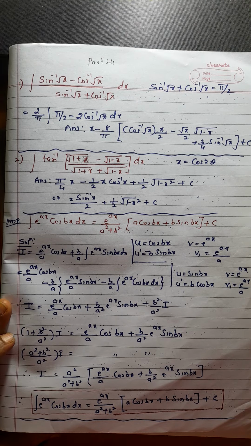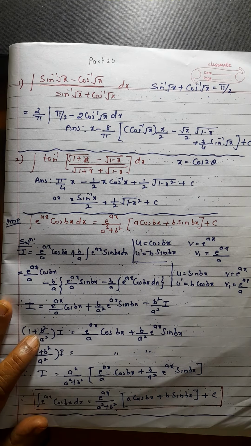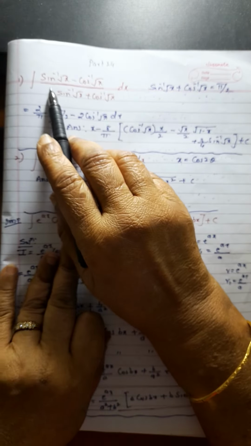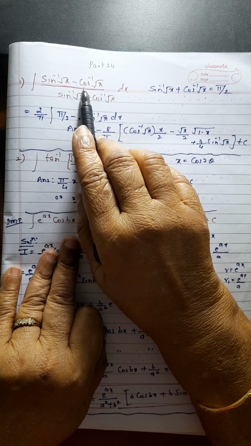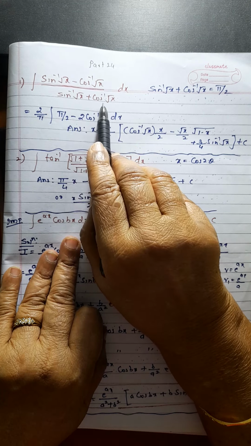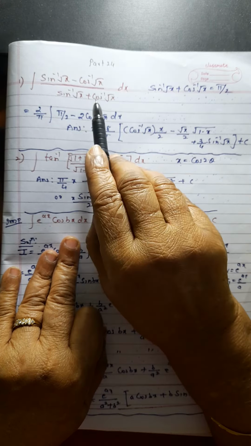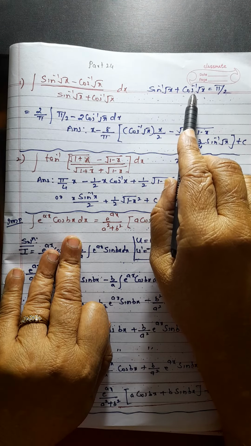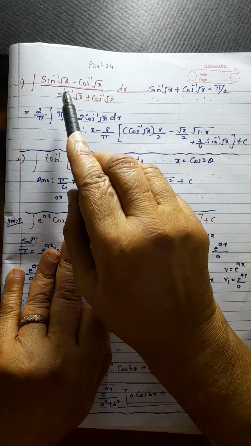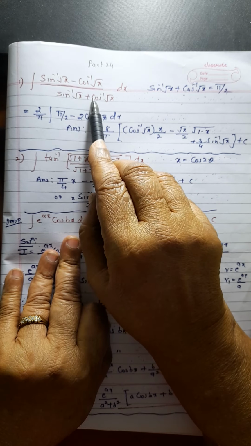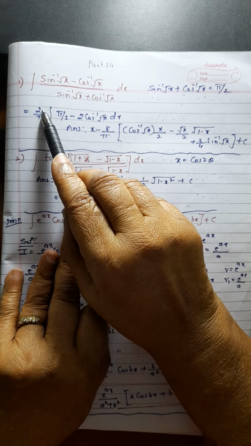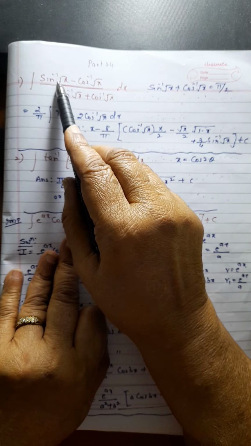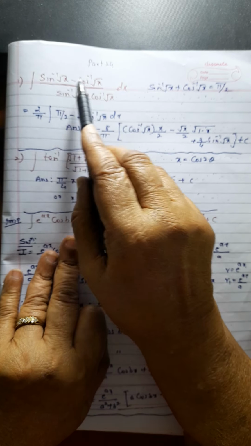Today I will take some more problems on indefinite integrals. This is one problem, this is also an important problem. Sine inverse of root x minus cos inverse of root x, divided by this, is equal to what? Here sine inverse root x plus cos inverse root x is pi by 2, you know, so this will be pi by 2. So this pi by 2 from the denominator, when it comes out, will become 2 by pi. Now what we have to do, we have to integrate this and this separately. So twice we have to integrate.